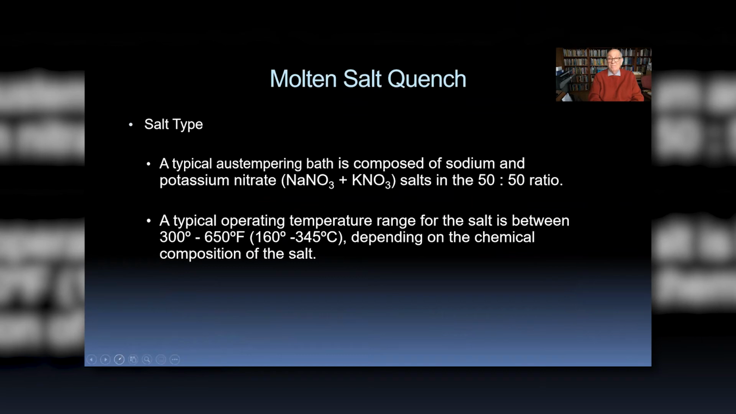Now, as far as molten salt goes, a typical Austempering bath consists of either a sodium nitrate or a potassium nitrate salt, typically in a 50-50 mixture. And this salt is operating somewhere between 300 degrees Fahrenheit and 650 degrees Fahrenheit, depending on, again, not only the composition of the salt, but the desired temperature that we want to hold to.